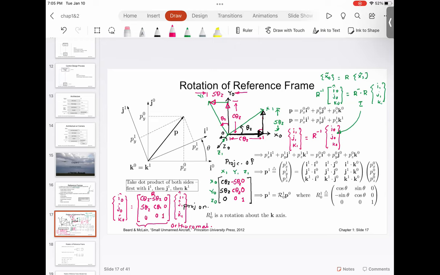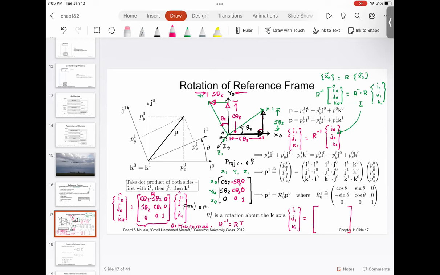Finding out the inverse is a very complicated problem. But the beauty of an orthonormal matrix is that the inverse is equal to the transpose. Since this matrix is orthonormal, R inverse is equal to R transpose. So what that means is that I can write I1, J1, K1 is equal to, and I'm just going to write the transpose of this.